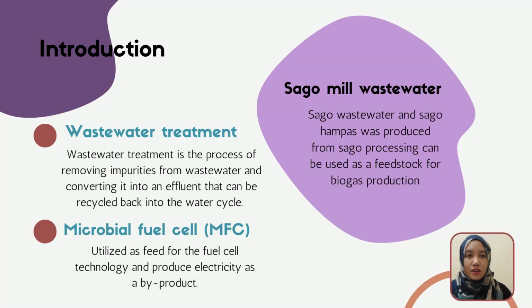For the introduction, rapid global urbanization has led to numerous forms of environmental pollution. One of it is water pollution. Water pollution or contamination is produced by the wastewater from industrial or chemical processes in factories. So, this wastewater must be treated. The treatment of wastewater is a process of removing impurities from the wastewater and converting it into an effluent that can be recycled back into the water cycle.